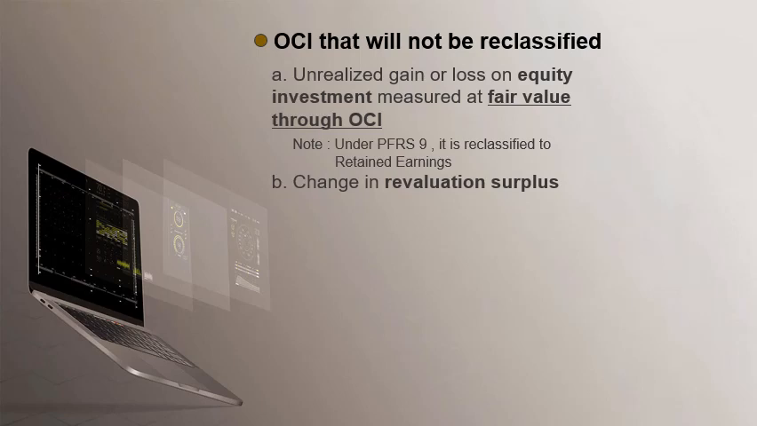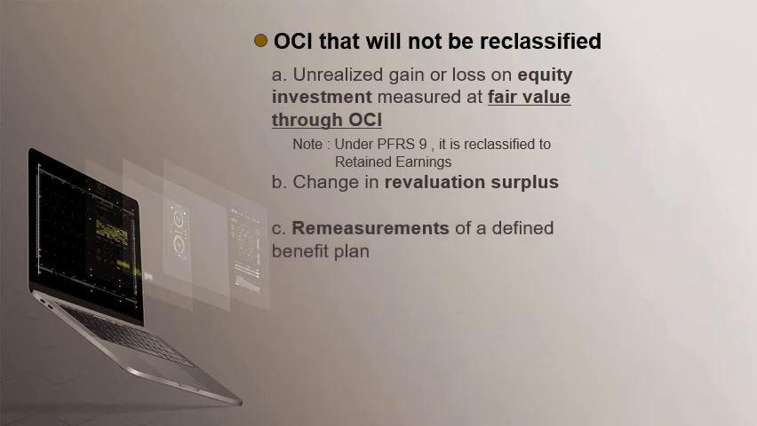Letter B, change in revaluation surplus. With revaluation surplus, sometimes with assets we revalue, we conform to fair value. Let's say a building is held using the cost model, and the time comes when the company decides to revalue. So it recognizes a revaluation surplus. Usually this is every 3 years or every 5 years, depending on how significant the changes in the fair value of the asset are. When that happens, we have what is called a revaluation surplus. Note that the change in revaluation surplus is part of other comprehensive income.